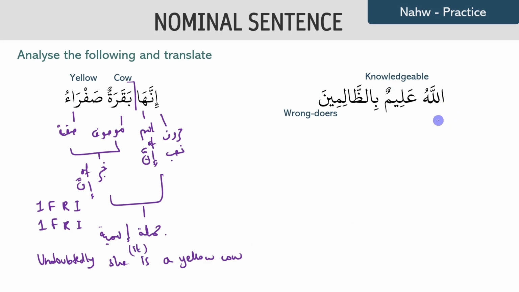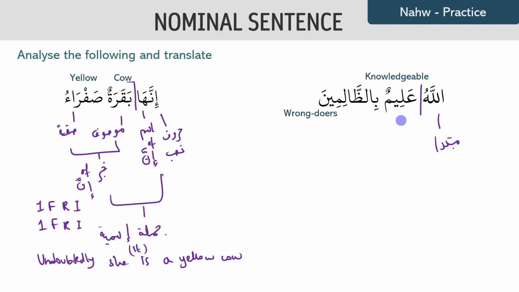Then we have Allahu alimun bizzalimin. Okay, the word Allah is ma'rifa, and is followed by a nakira word, which means that there is a break here where we can put is. Now Allah is going to be the mubtada, since it's the only thing that can be mubtada. Now alimun bizalimin altogether is going to be the khabar.